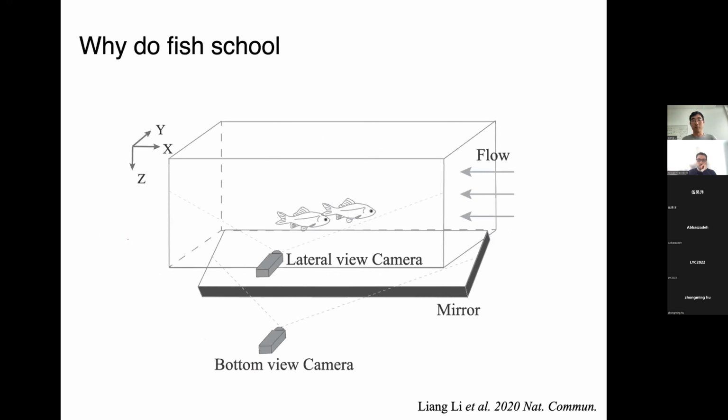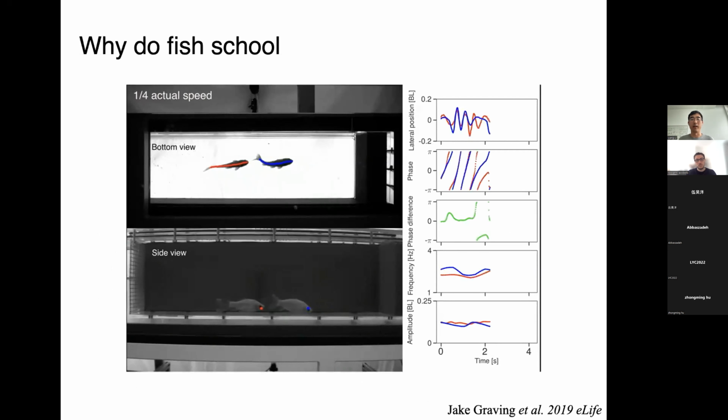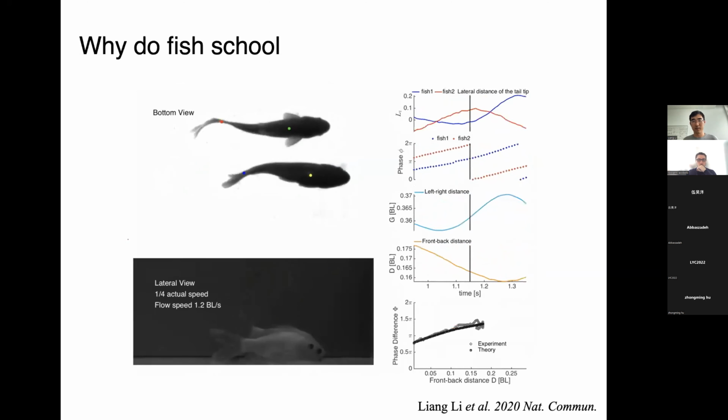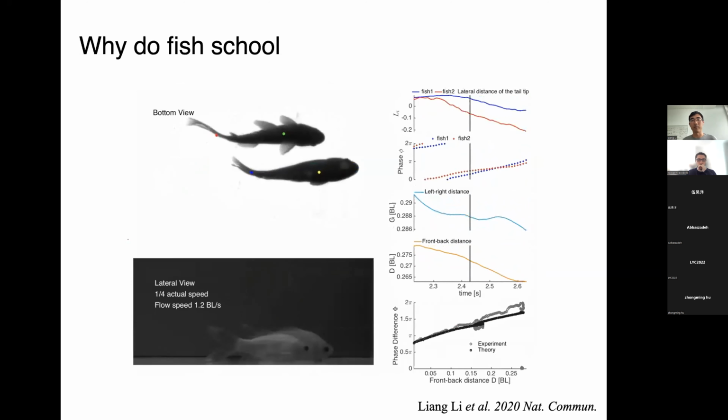Therefore, we run experiments with two real fish in the flow tank again, and we record the video from lateral and bottom views. Then we can use deep learning to track the kinematics of each fish, and based on the tracked kinematics, we can extract the lateral distance, phase, phase difference, frequency, amplitude, and so on. Based on that, we can predict the follower's optimal phase to save maximum energy.